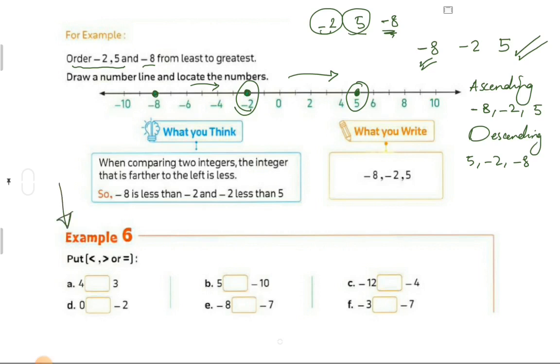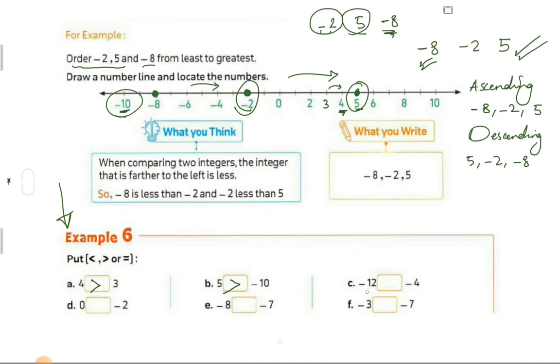Let's have this example. Put less than, greater than, or equal. See, 4 on the number line and 3 here. 4 is to the right of 3. So 4 is greater than 3. Next, 5 and negative 10. 5 is here. Negative 10 is here. So 5 is greater than negative 10.